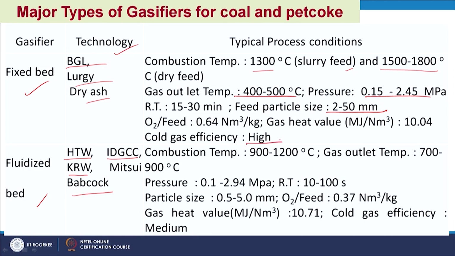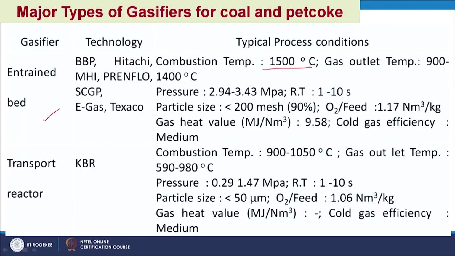Cold gas efficiency is high for that. For the fluidized bed, the combustion temperature is more than this, the gas outlet temperature is more than this one, the pressure requirement is this one, residence time is less, particle size is less, and coal gas efficiency is medium. If we go for the entrained bed gasifier, then the reaction temperature is 1500 degree centigrade, and the gas outlet temperature is also higher than the other two types of gasifiers. Then the pressure requirement is this, the retention time is also lesser, and the particle size is less than 200 microns; very fine particles are required.